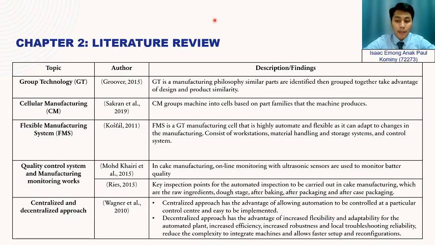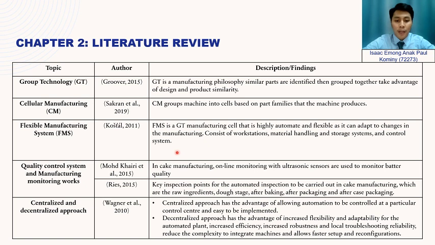Greetings and hello, my name is Isaac Emong, 72273, and I'm going to present on Chapter 2, Literature Review. Presented to you here is a summary of the literature review conducted. According to Kostal in 2011, FMS is a GT manufacturing cell that is highly automated and flexible, and it can adapt to changes in manufacturing. It usually consists of 3 main elements, namely workstation, material handling and storage system, and control system.